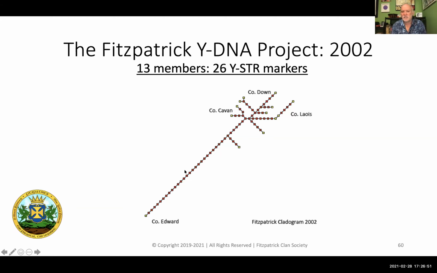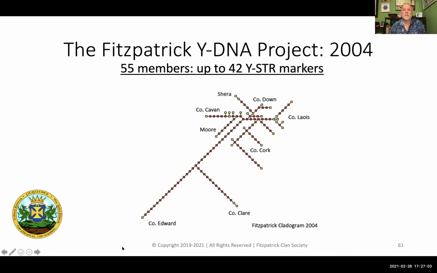These little dots are genetic distance lines. View this in terms of how far away I am genetically. So there's a bit of a cluster here, and then one guy all by himself. Two years later, the project had grown to 55 members, and Colleen was able to do a lot more.